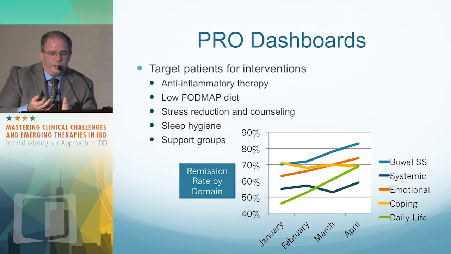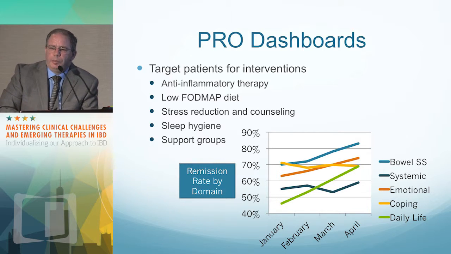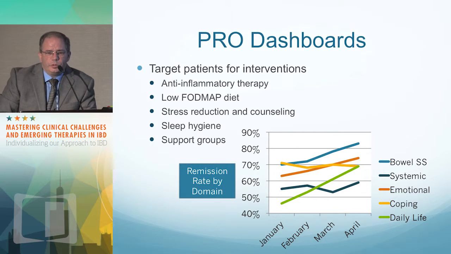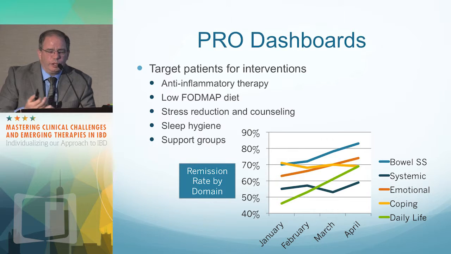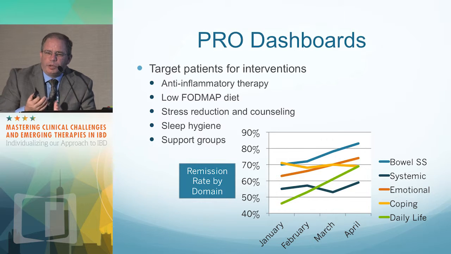So for example, patients with obvious inflammation, of course, there's anti-inflammatory therapy. But beyond those patients, the ones who don't have active inflammation and still have symptoms might need a low FODMAP diet or stress reduction and counseling, targeted towards where they're having trouble. If their emotional domain is part of the issue, they may need counseling and stress reduction that would really make a difference beyond what you can do with medications.